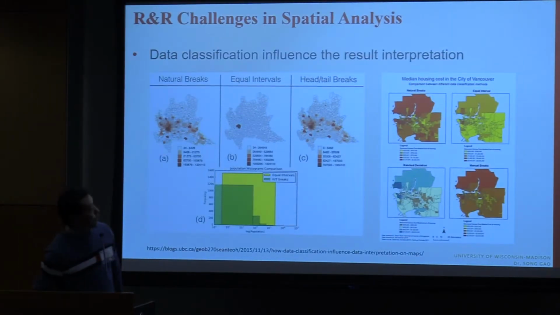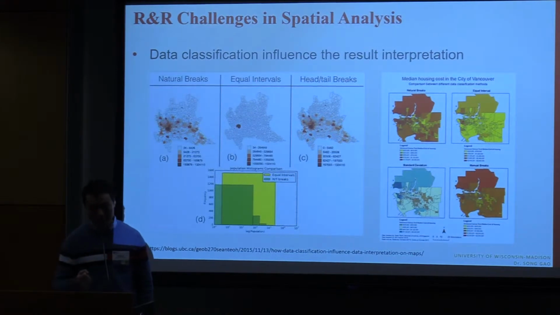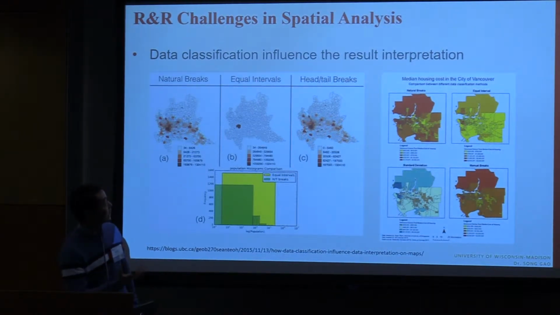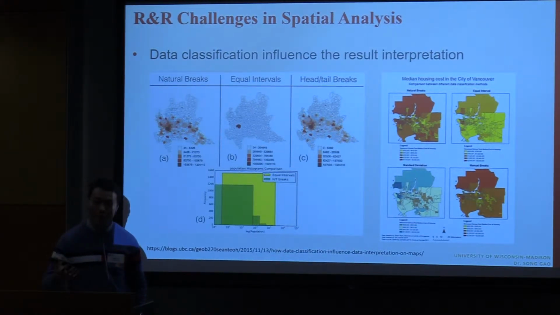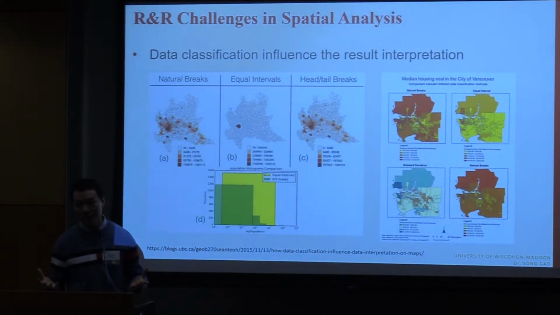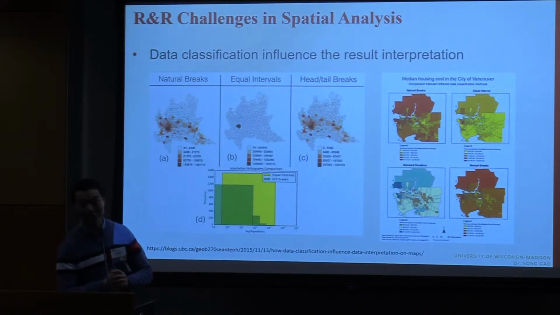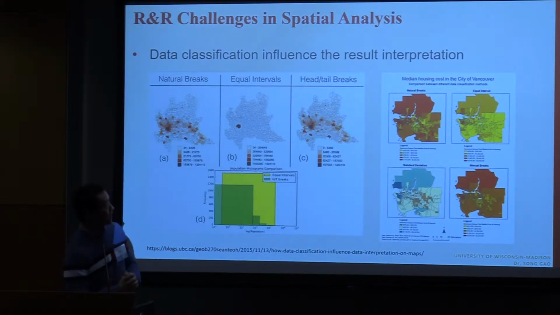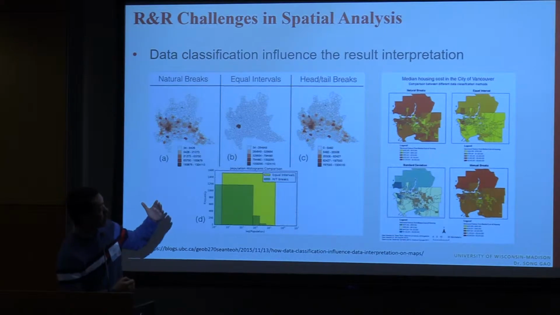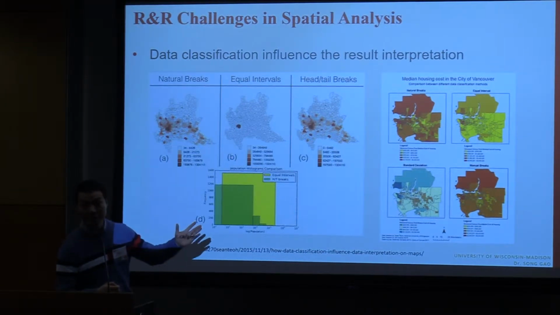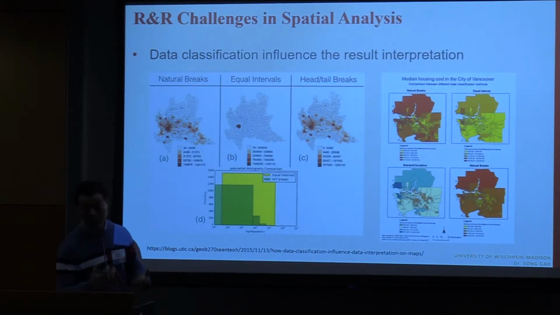Another example is about geospatial data communication in terms of representation. When they get a result, they want to present it to the audience, so they want to choose their geo-visualization method. But I think every introduction to GIS class will mention the data classification schema and how that influences the result, right? If we choose different data classification methods, you might get different results and a different interpretation.